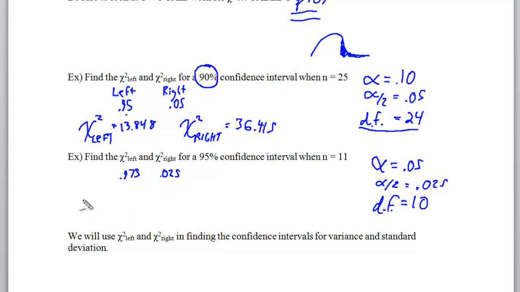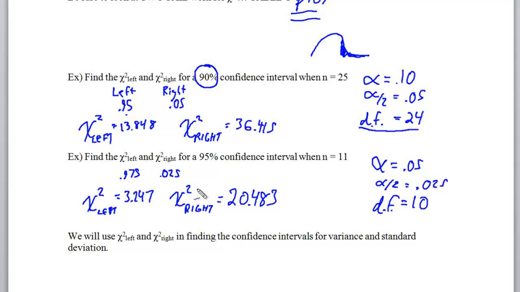Alright, so chi-squared left is going to be 3.247, and chi-squared right, according to our 10 degrees of freedom, is going to be 20.483. So there's our chi-squared left and chi-squared right. Now we will be using these in the next formula on the second page.